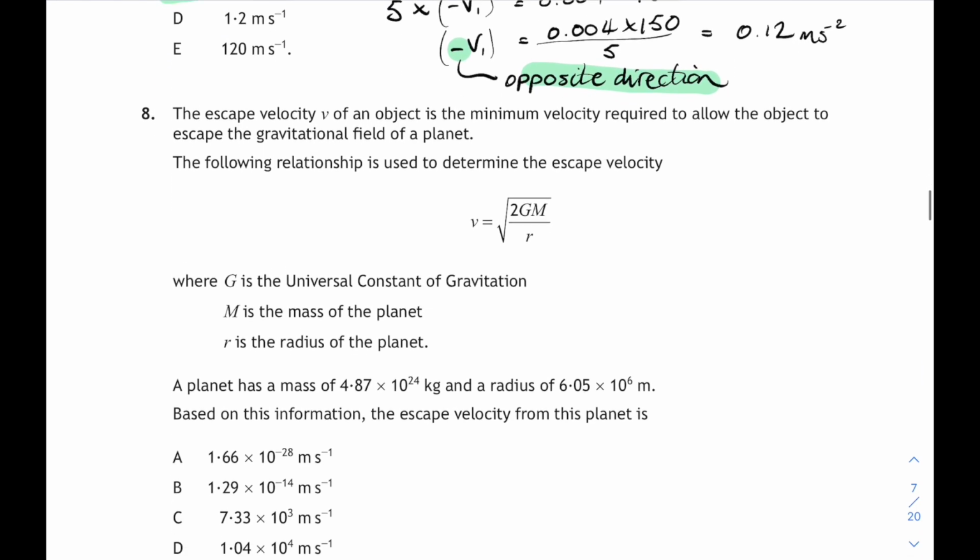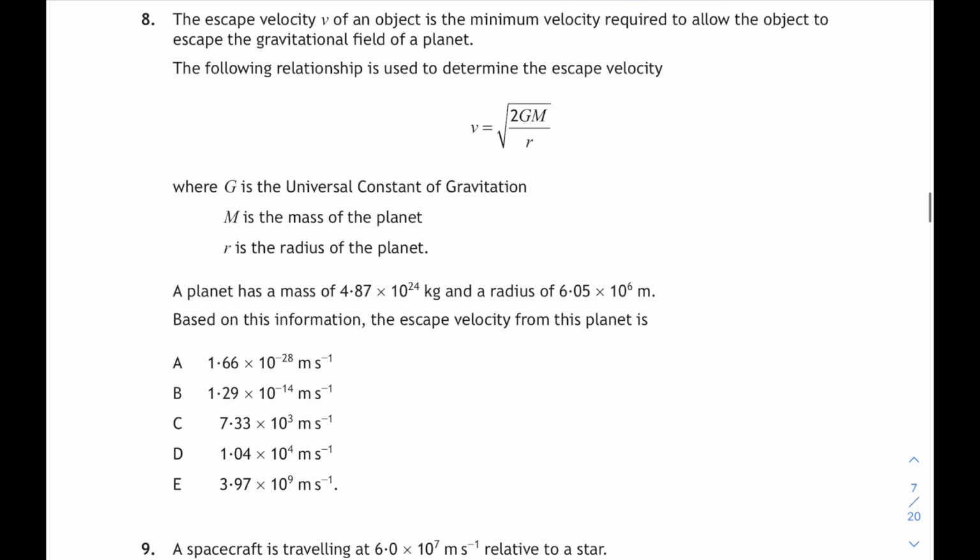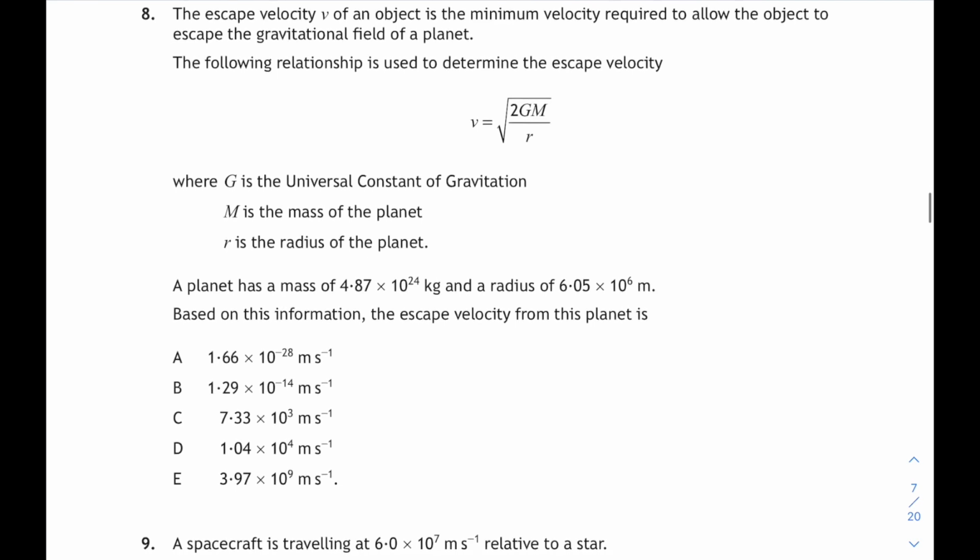Moving on, question 8. The escape velocity of an object is the minimum velocity required to allow the object to escape the gravitational field of a planet. And the following relationship is used to determine the escape velocity. Remember, somewhere in your higher paper there will be an unfamiliar relationship. Don't panic, because you will be given enough information so that all you have to do is put the numbers in, rearrange it if necessary, and work out the unknown quantity. In this case, we have to work out V, so it's just a case of subbing in the numbers and working out what V is.